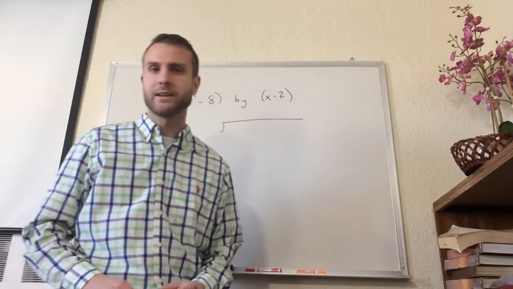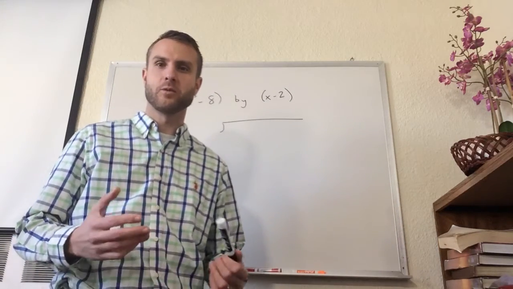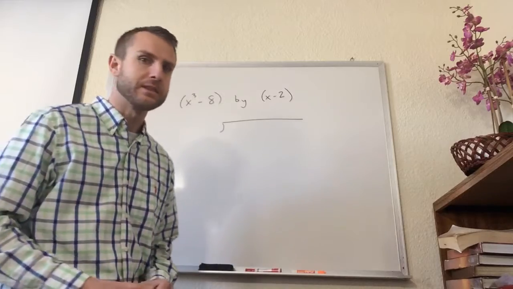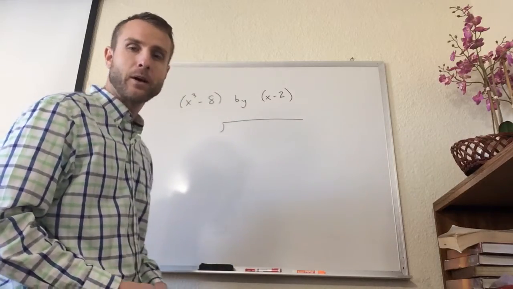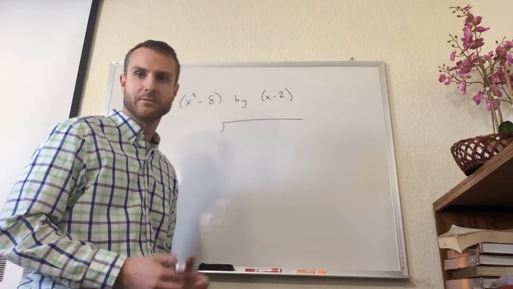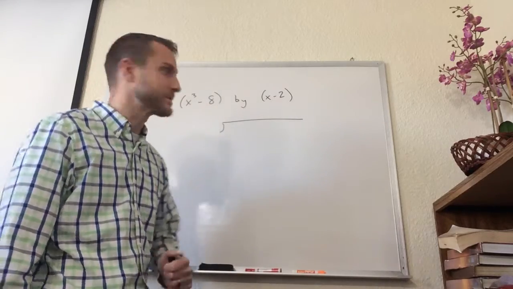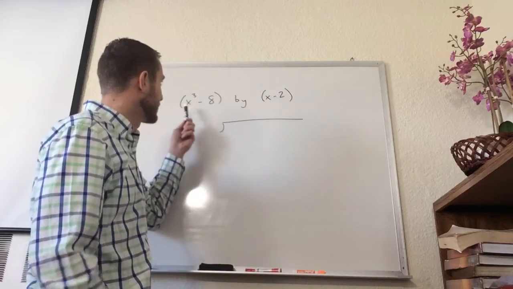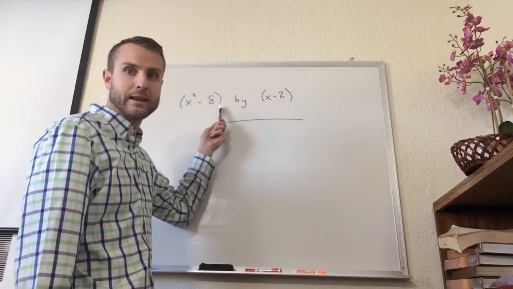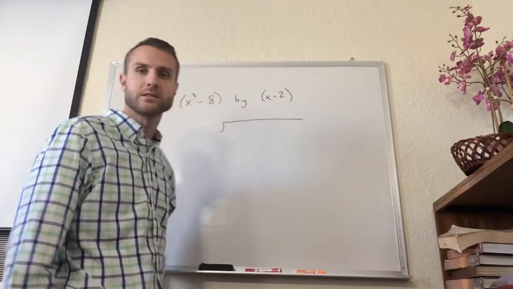Alright, I'm going to finish off talking about how to divide polynomials with some more complicated problems here. So remember, our first step always in dividing polynomials is to make sure they're in descending order. I have here on the board one of the examples from the book, example 4. So I have x cubed minus 8, that is already in descending order, and then x minus 2.